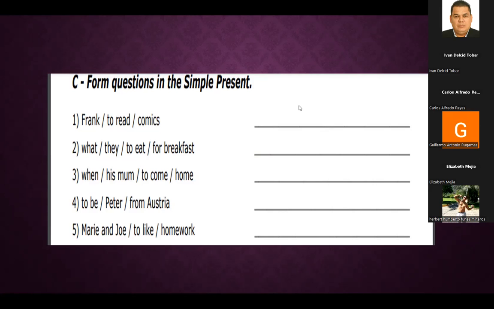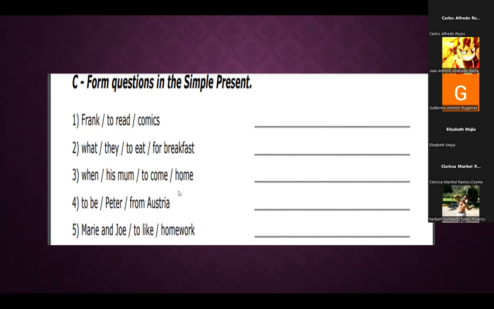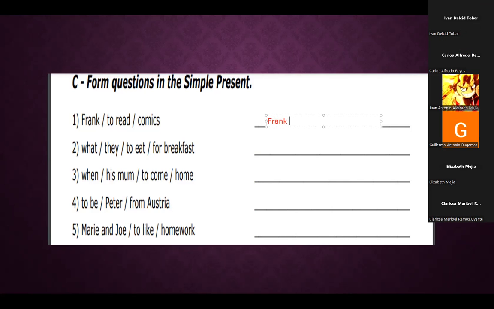All right, let's start. Okay, number 1, Frank to read comics. ¿Cómo sería? Number 1. Frank comics to read. Vamos a ver. Primero comenzamos con el sujeto. Frank. Comics. Vamos con el verbo ahora. Read. To read. Ok, hace falta ahí algo. Reads. Muy bien, number two.